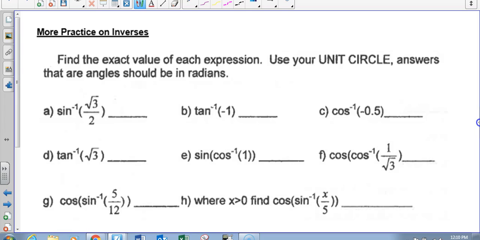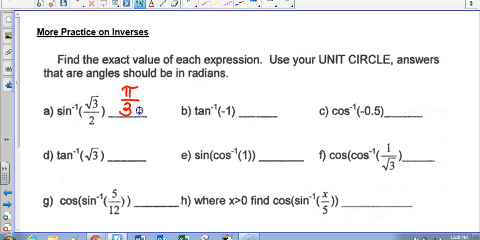All right. Let's do a quick review. Everybody have their unit circle handy? Where is the inverse sine of square root of 3 over 2? So where is the sine square root of 3 over 2? Oh, it's positive, okay. It's positive square root of 3 over 2, not square root of 2 over 2. So it's pi over 3.